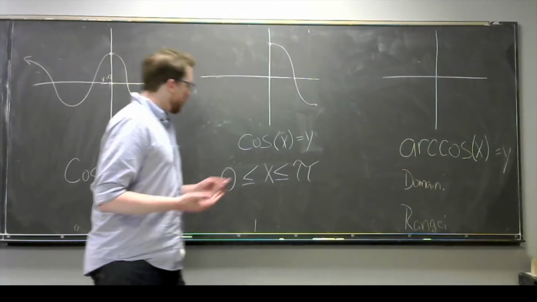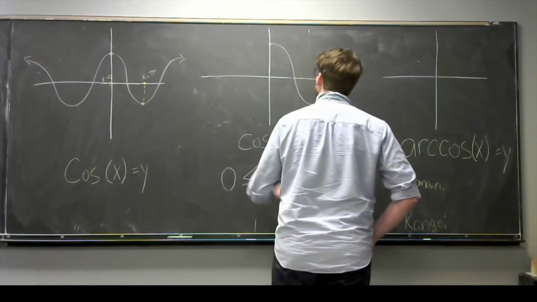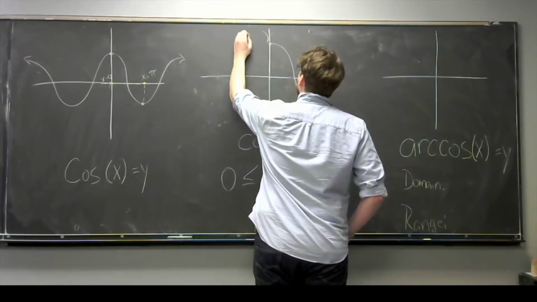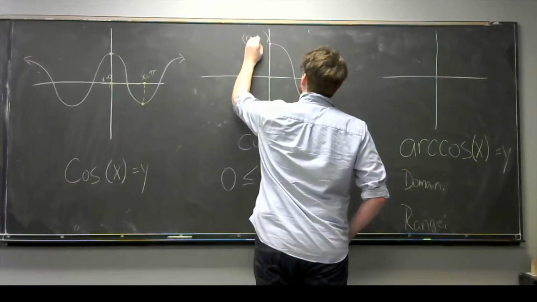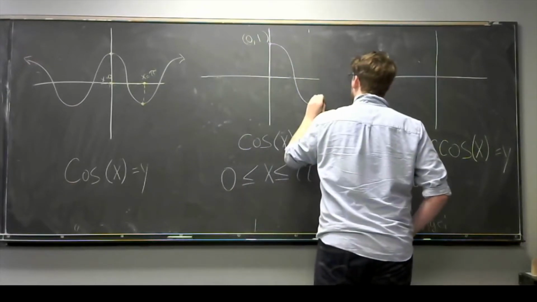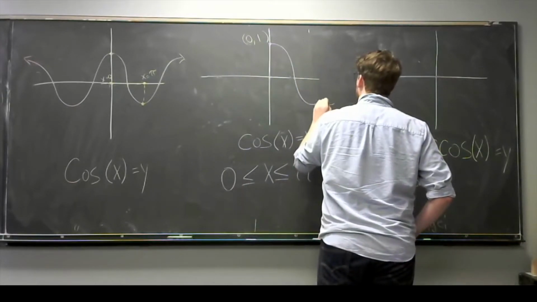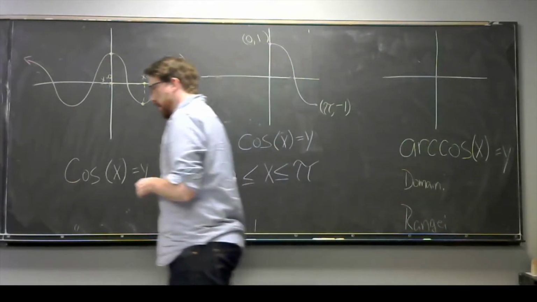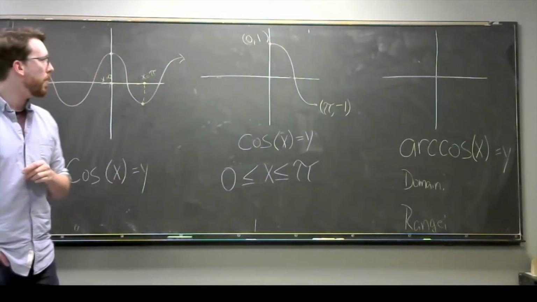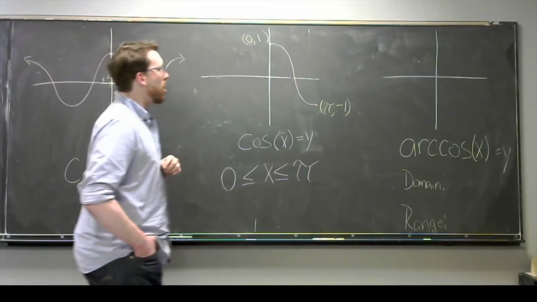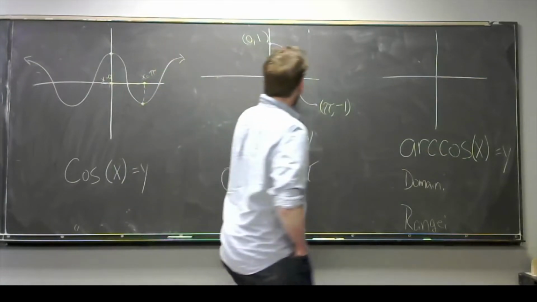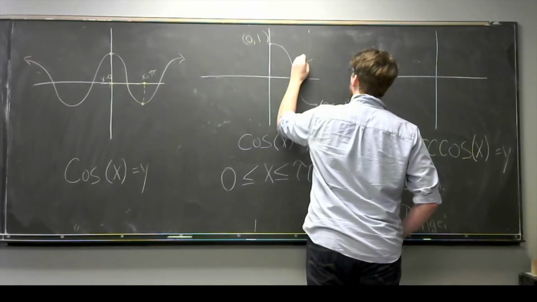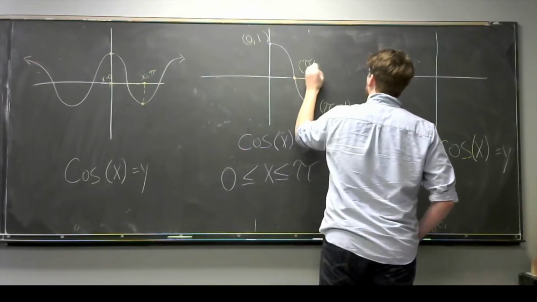Well, we should probably make some observations here. First off, this point is the point 0, 1, and this point is the point pi, negative 1. We could probably make one more observation. This point right here is the point pi over 2, 0.